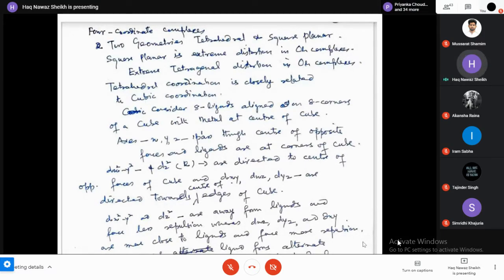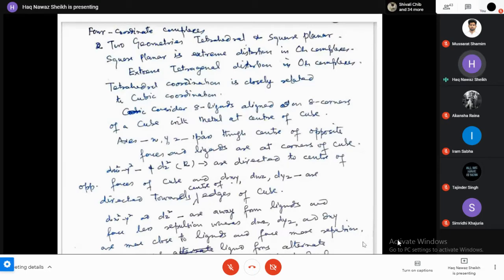Consider 8 ligands aligned on the corners of a cube with metal at the center of the cube. Axes X, Y, Z pass through center of opposite faces, and ligands are at the corners of the cube. So dx square minus y square and dz square are directed to the center of opposite faces of the cube, and dxy, dxz, and dyz are directed towards center of edges of the cube.